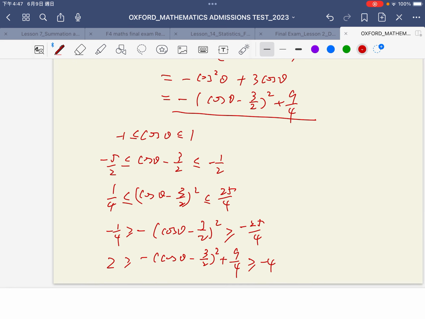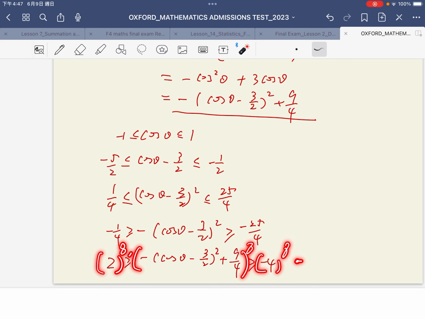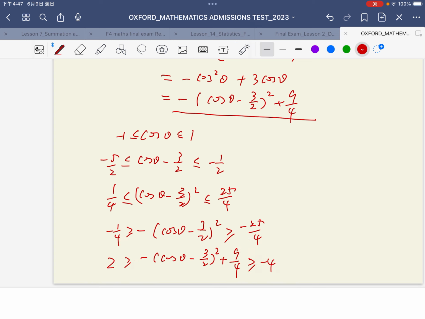Finally, I take the power of 8 to all sides of the inequality, and I have to change the sign here. Therefore, the maximum is equal to -4 to the power 8. Yes, this is the final answer: 65536. Great.